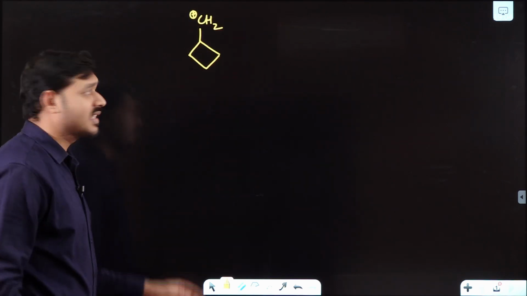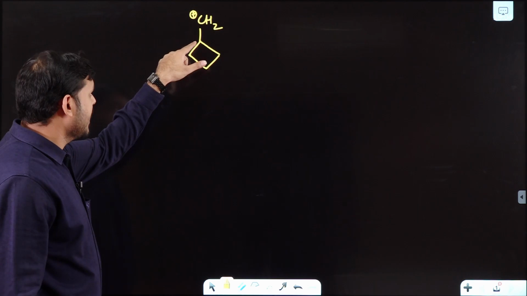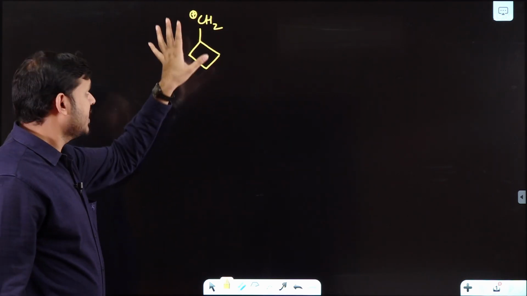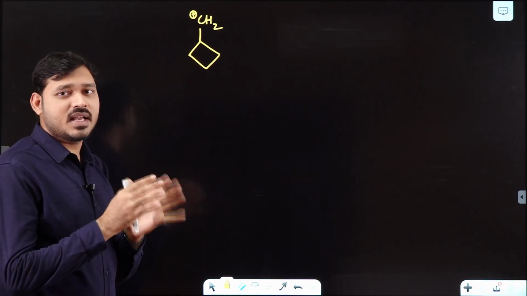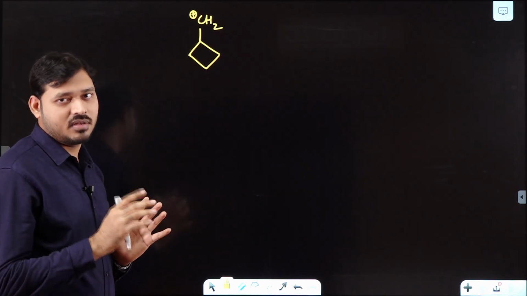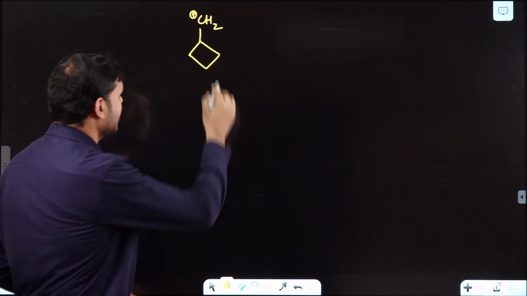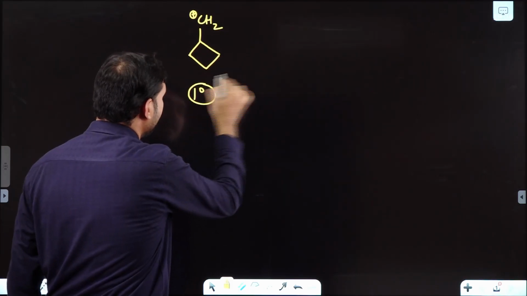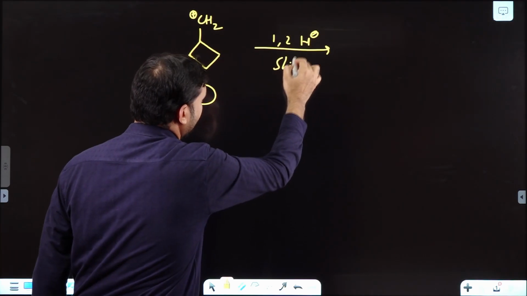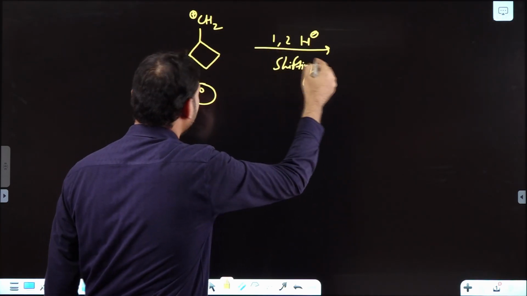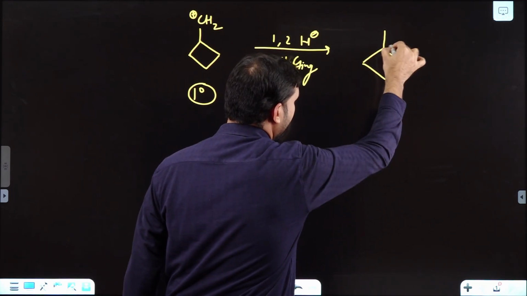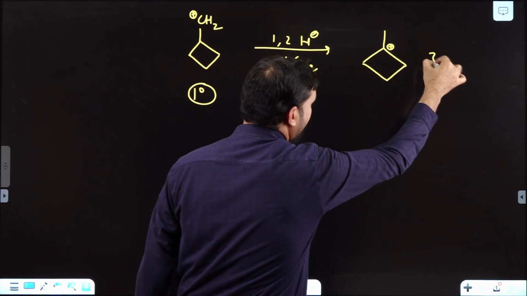First of all, understand this case. This is a 4-membered ring and in front of the 4-membered ring you have a CH2 plus carbocation. Okay, so in this carbocation, there is a possibility of hydride shift. As per our last lecture, it is a 1 degree carbocation. If you make a 1,2 H minus shift, what will you get? Here you will get a 3 degree carbocation.